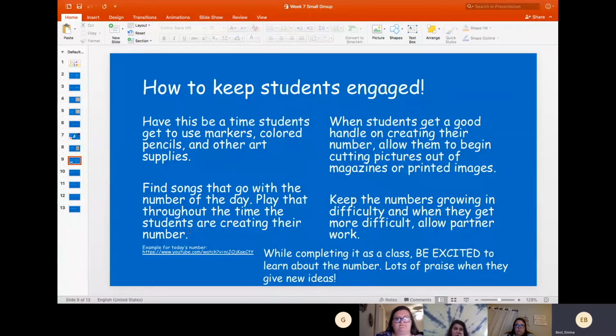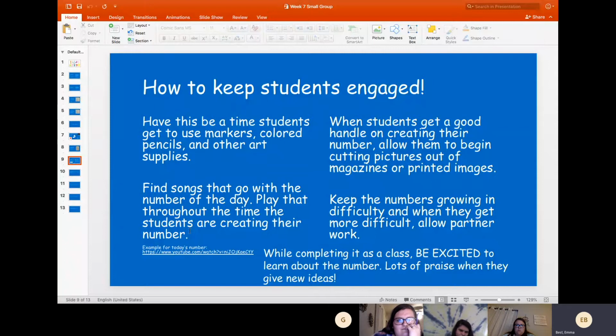Let this time be a time that students can use markers, color pens, colored pencils, because they typically have to just use pencils. So being able to use this kind of stuff, it makes it ooh, craft time. And then when students get a good handle on creating their personal number, let them start cutting out pictures out of magazines.